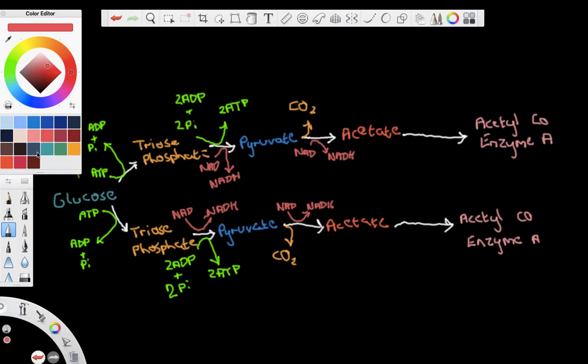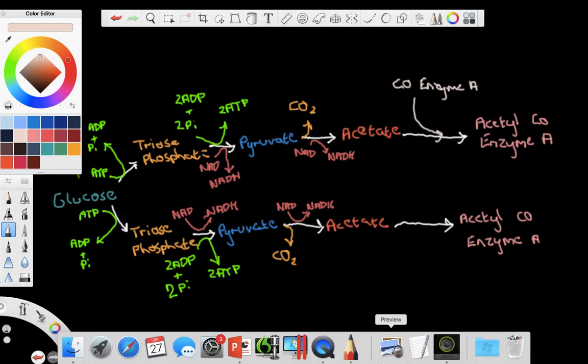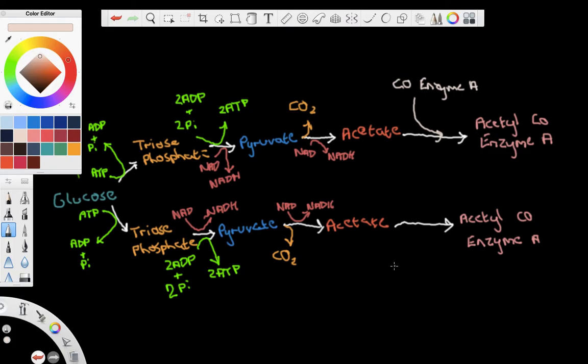Acetate is then turned into acetyl coenzyme A by adding a molecule of coenzyme A to it. So we're going to add coenzyme A here, and we're going to add coenzyme A down here.